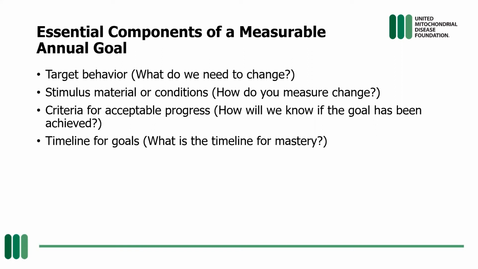What are the components of a measurable annual goal? We have our target behavior, which is what we need to change. Our stimulus, material, or condition. How will we measure change? Criteria for acceptable progress: how will we know that the goal has been achieved? And a timeline for goals. What is that timeline for mastery? And no, it can't be before he graduates high school.